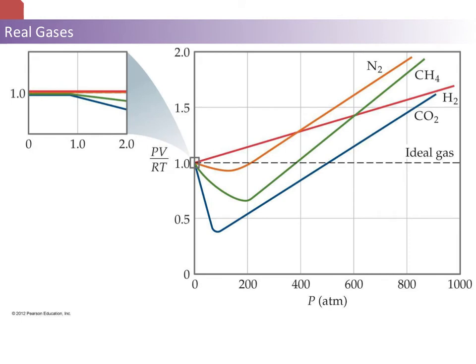Here's a graph that shows the effects that pressure has on different real gases. As you can see, we have nitrogen gas, methane, hydrogen gas, and carbon dioxide.